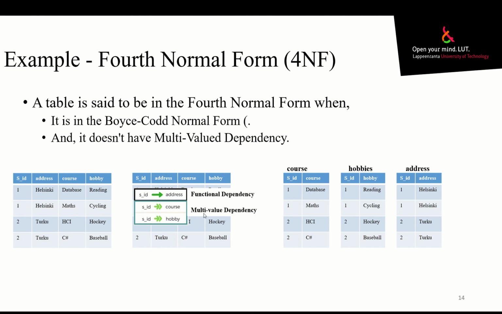These two issues can arise, and to fix that, the best thing to do is to break this whole table into 3 other tables: a course table where we have the student ID and course, a hobbies table where we have the student ID and hobby, and an address table where we have the student ID and address. This way we fix the issue of multi-value dependency that can arise. So this is the example.